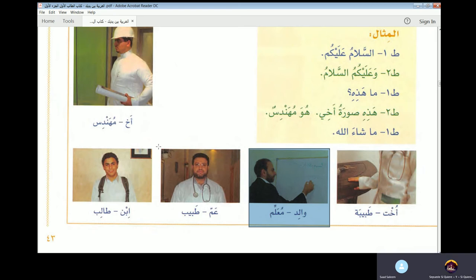This is the picture of my father. Walid means father. I always confuse that. Okay, this is a picture of my father, and he is a mu'allim, a teacher. MashaAllah.